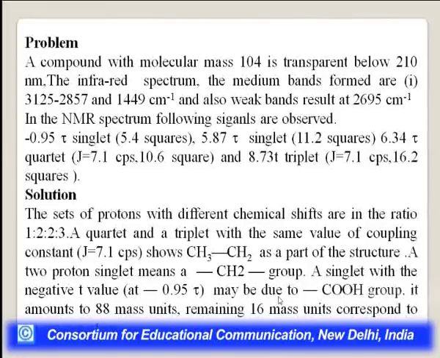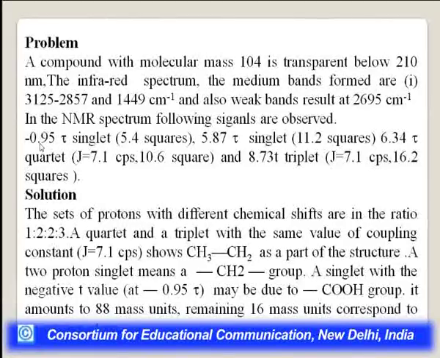Another problem is here: a compound with molecular mass 104 is transparent below 210 nanometer. The infrared spectrum you can see observed at these values. Another weak band he is talking about at a value of 2695 centimeter inverse. As far as the NMR spectrum is concerned, you can see the peaks with minus values. So minus peaks immediately give you an idea.